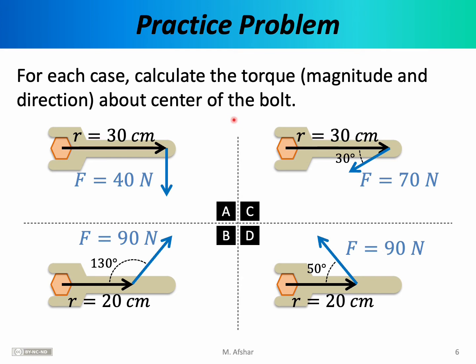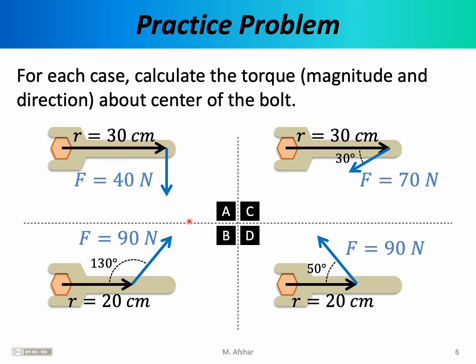Let's do a practice problem involving torque. For each case, calculate the torque about the center of the bolt. So we have 4 scenarios to consider, scenario A, B, C, and D. In each scenario, we have a wrench and we're trying to basically turn or rotate a bolt. In each scenario, a different force is being applied in a different way.